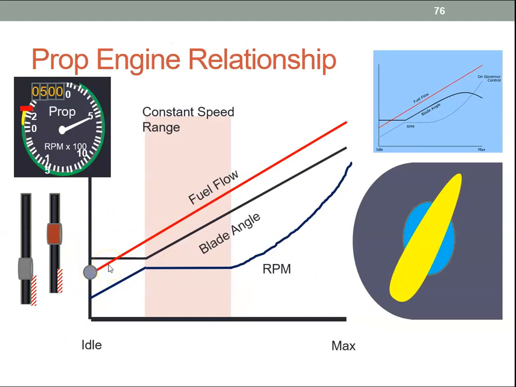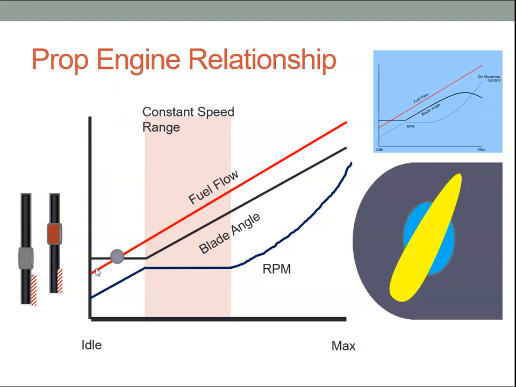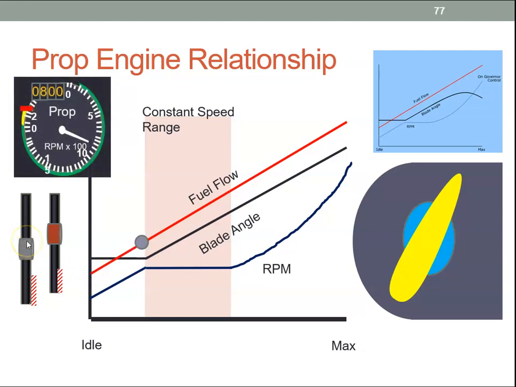And if we were to plot that on a graph, let's say we have a particular blade angle, so we're starting at maybe a very fine angle, and we increase the power lever. As the power goes up, the RPM will go up. We'll just look at that again. So we're at 500 RPM. We increase the power lever, the RPM will go up, but the blade angle remains the same.